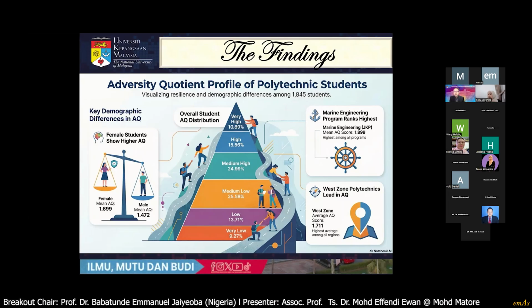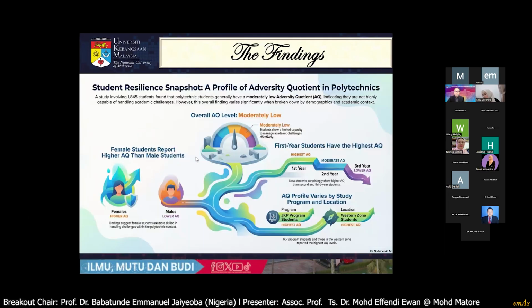According to the program in Polytechnics, the Marine Engineering Department students reported mean AQ score with 1.899, the highest among all the programs, and the West Zone Polytechnic also dominated with 1.711, highest average among all regions. As a snapshot, the finding shows that rather than looking at the female students report, the overall AQ level shows that the polytechnic students got the moderately low AQ.